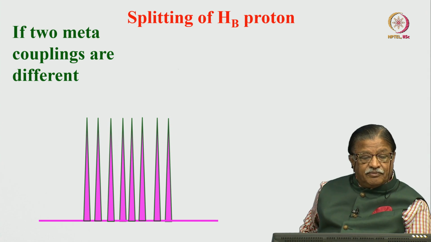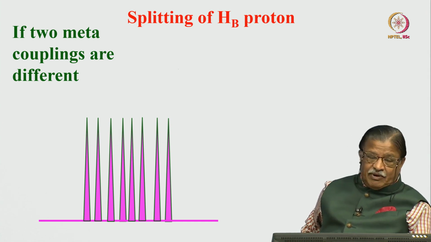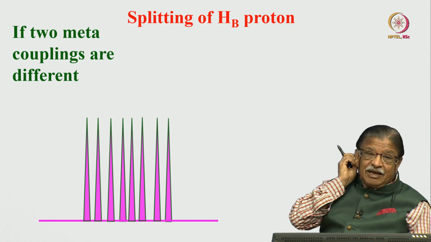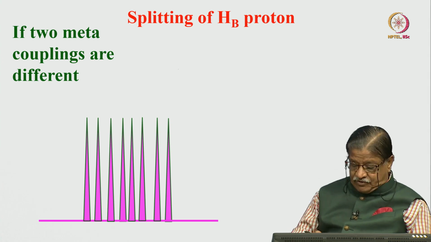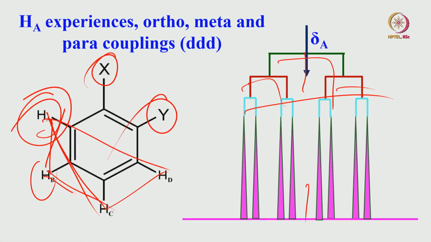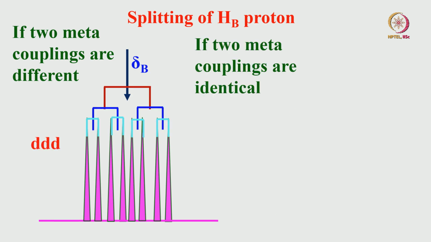This can again give rise to an 8-line pattern, because there are 2 ortho couplings and 1 meta coupling, assuming the couplings are different. For example, I am looking at proton B; it can have one ortho coupling and one meta coupling. If the two ortho couplings are different, you get a pattern like this, DDD.